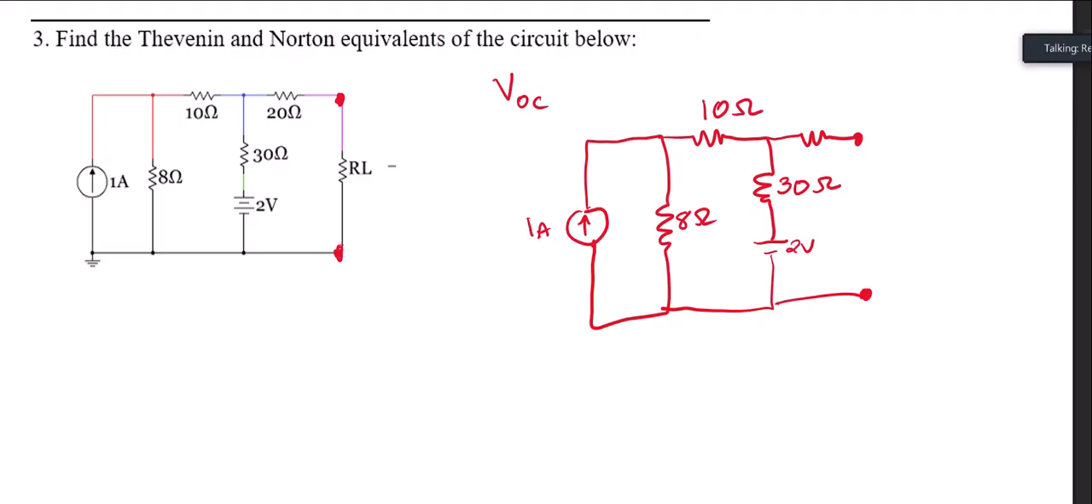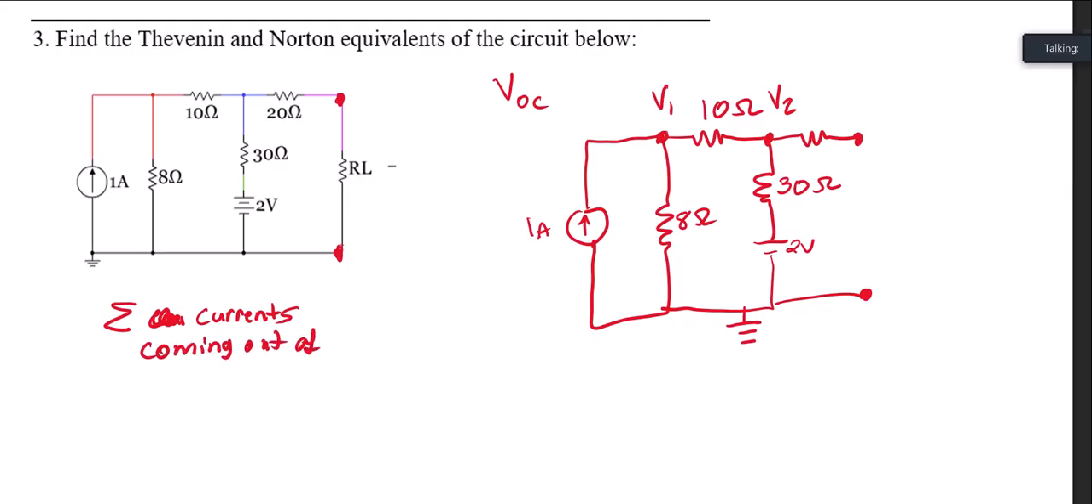If I'm looking at this, let's say I will do nodal analysis. That's my favorite kind of analysis. So I'll call that V1 and V2, and I'll make this ground. And for nodal analysis, you write the sum of all the currents coming out of a node. And here is how you do it. So you take the sum of all the currents coming out of a node, and that equals 0.